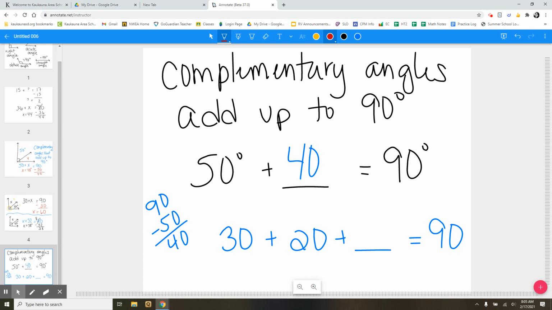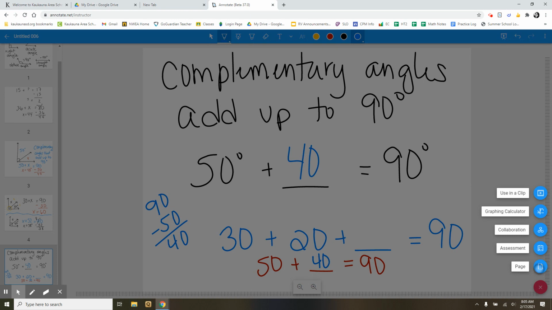So some of us probably right away looked at 30 and 20 and told yourself, well, that's just 50. What's that missing piece? Okay. Then again, some of you were like, oh, wait, we just did that problem. I know that 50 and 40 do make 90, so I know that my missing piece is going to be 40. Again, complementary angles are angles that add up to 90 degrees. We can figure out that missing piece by taking away the information that we know from the source.